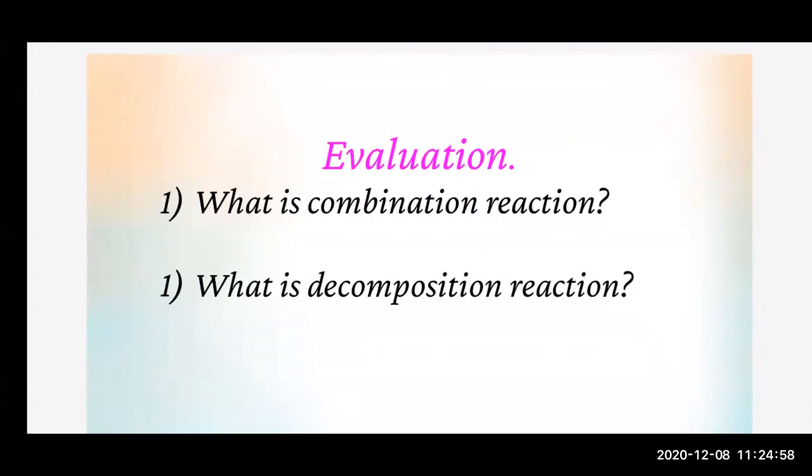What is combination reaction? When two or more reactants combine in a reaction to form a single product, it is called a combination reaction. Right. So the definition is: when two or more reactants combine together to form a single product, it is called a combination reaction, right? Very good. Examples also you have to write down, whatever chemical equations are there.